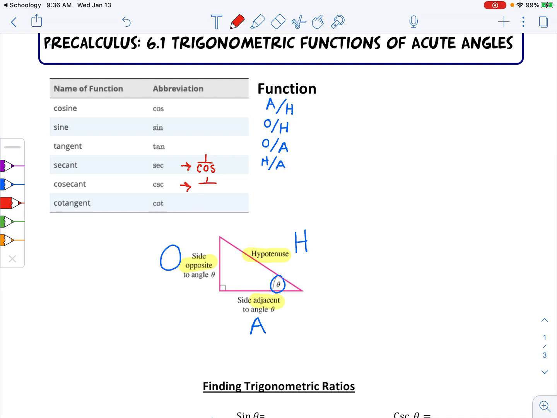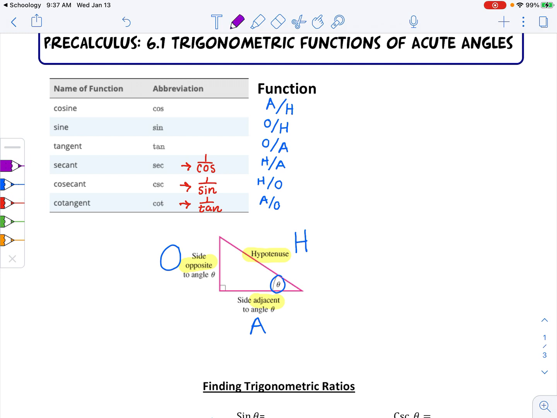Cosecant is 1 over sine. So you take the sine and reciprocal it. I don't know if that's a term, but flip the numerator and denominator. Then you can guess cotangent is 1 over tangent. So that would instead be A over O. This is a lot, right?